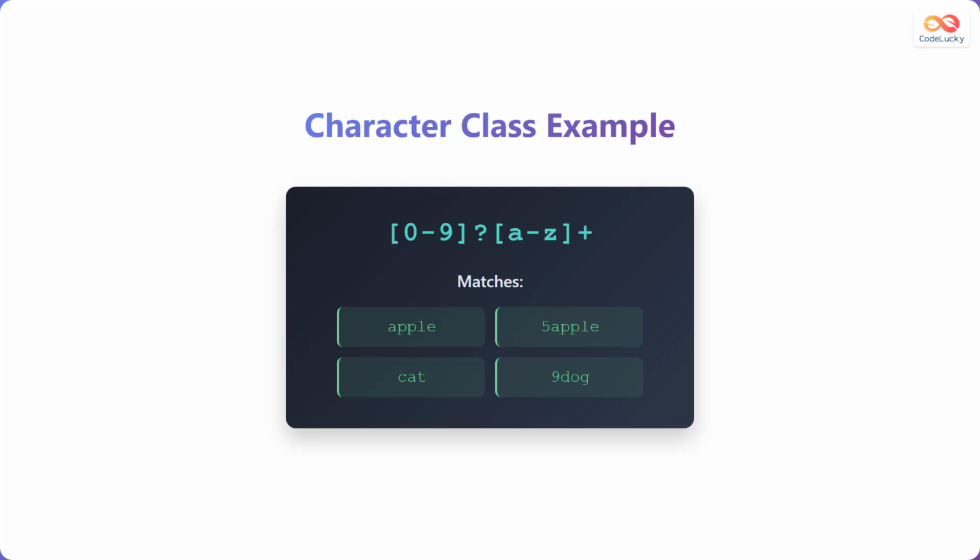Let's examine a character class example. The regular expression pattern [0-9]?[a-z]+ searches for strings that start with an optional digit, followed by one or more lowercase letters. The [0-9]? part makes the digit optional. Therefore, it matches APPLE, 5 APPLE, CAT, and 9 DOG.